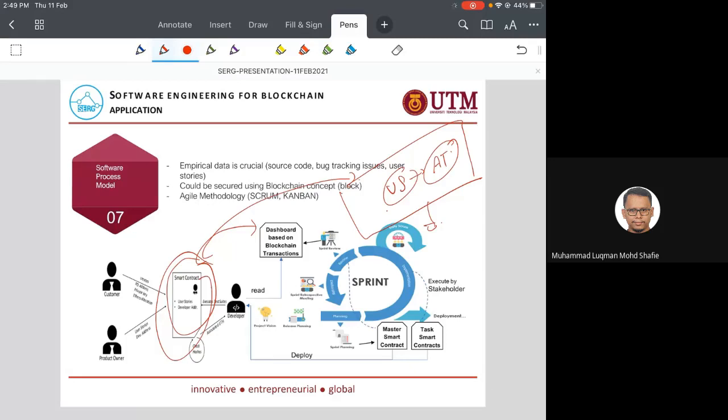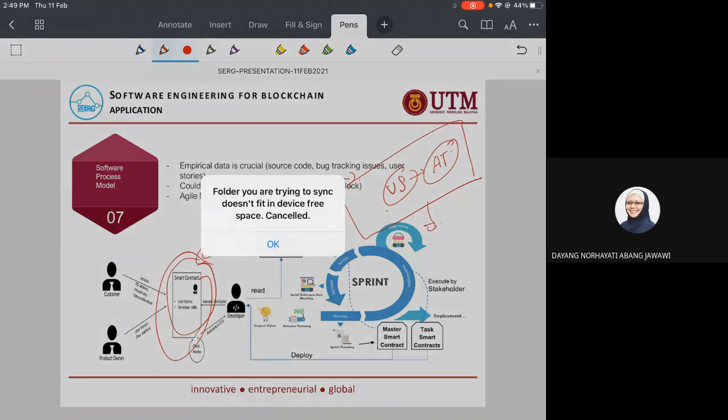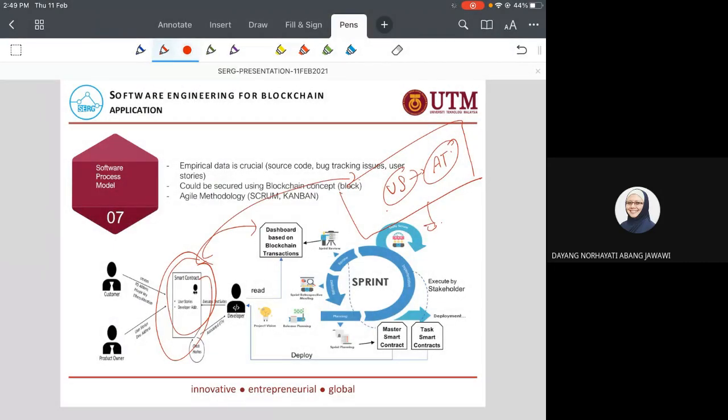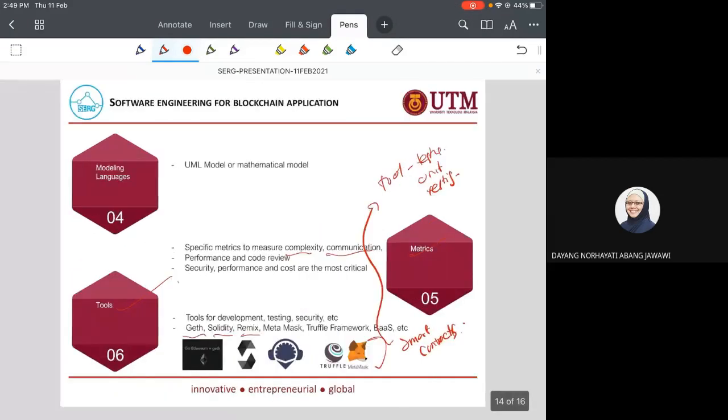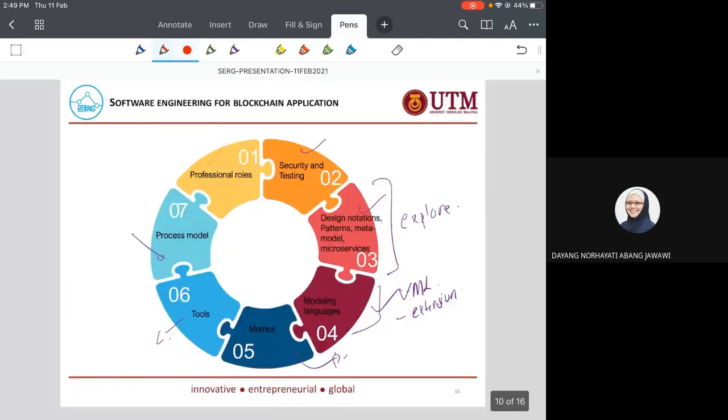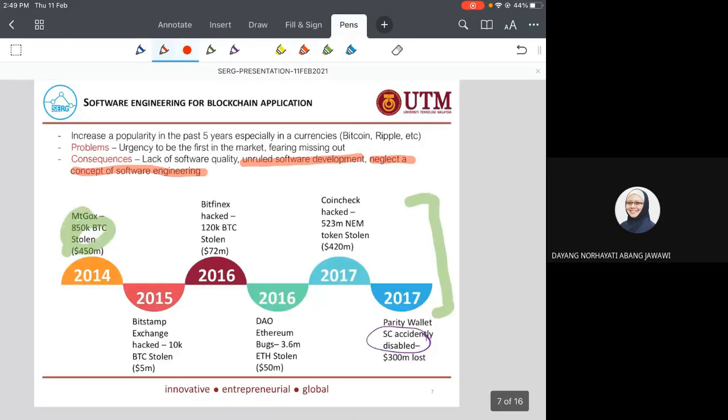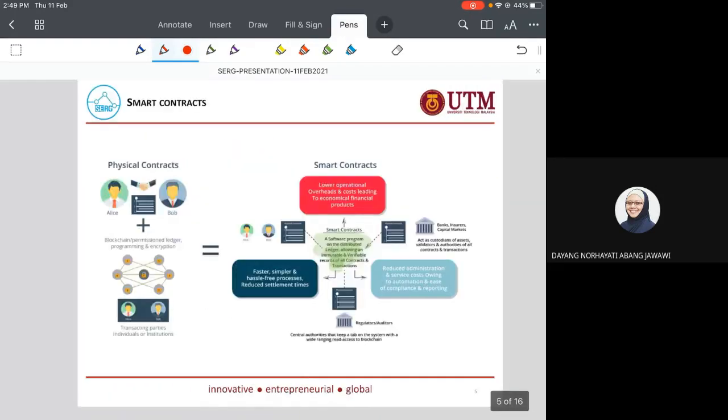No. I have one question. Dr. Dayang. Oh, okay, Dr. Adham. This page in smart contract. Why is it called smart contract? Is it because the contract needs to be smart?